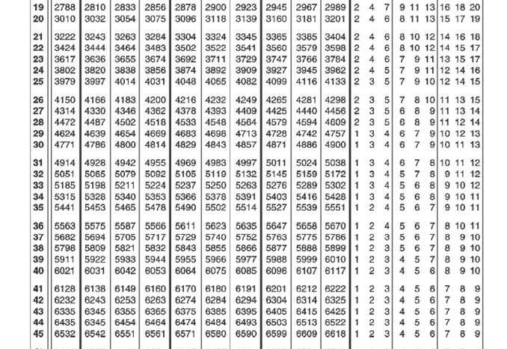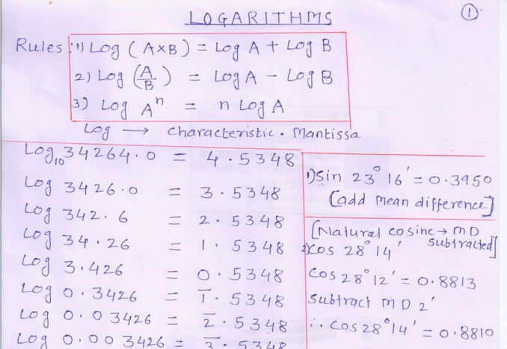So your log of 3426.0 is 3.5348. This is the log, right? Similarly, I am shifting the decimal by one place gradually. So the number becomes 342.6. Okay.